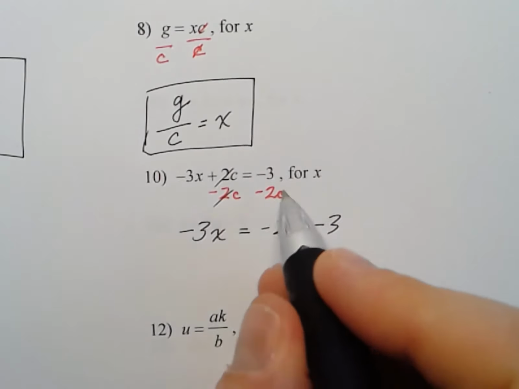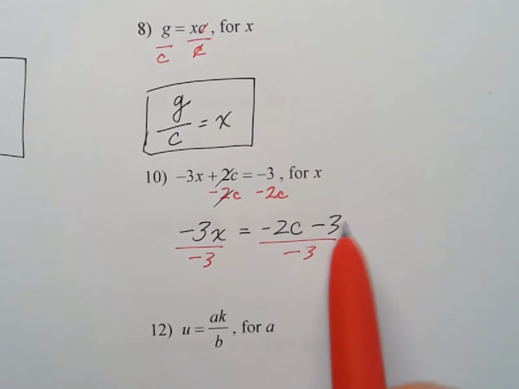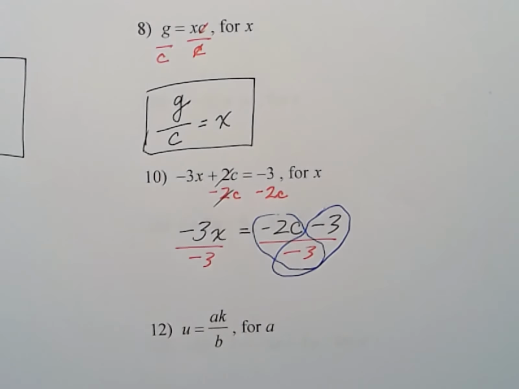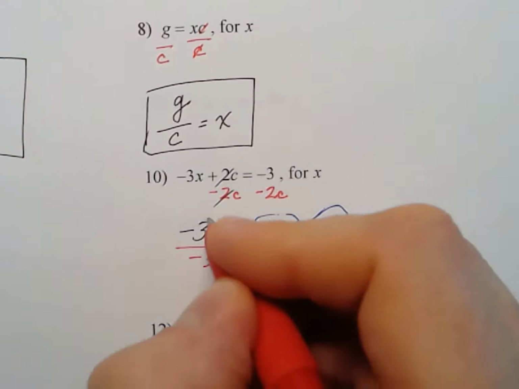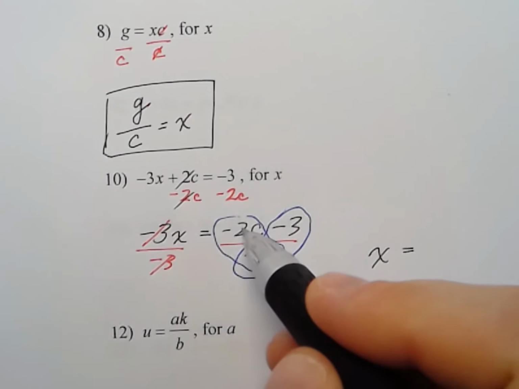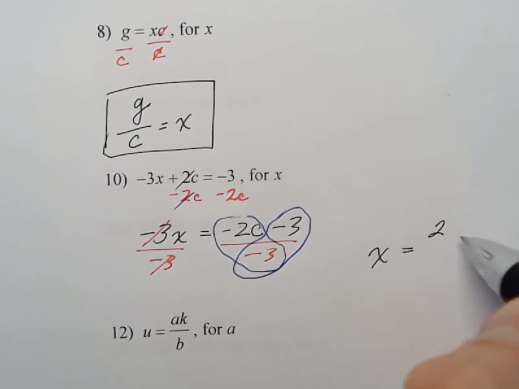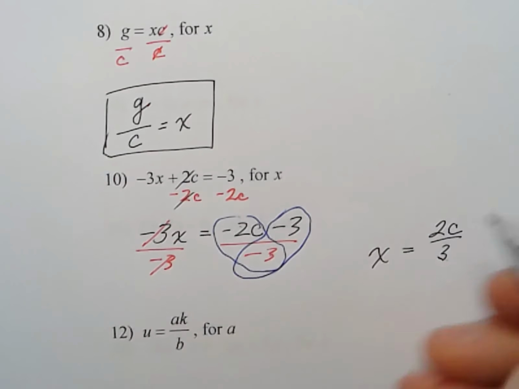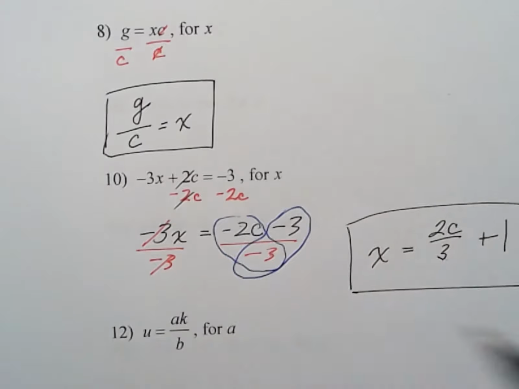And so now x is being multiplied by negative 3, so we're going to divide by negative 3 and divide by negative 3. Okay, and really what we're doing over here is we're dividing each of these terms by negative 3. So we're dividing this by negative 3 and that by negative 3. And so these negative 3's cancel, and we're left with an x on the left, and we are left with 2/3 c, or 2c over 3 right there, and negative 3 divided by negative 3 is just plus 1. Okay?